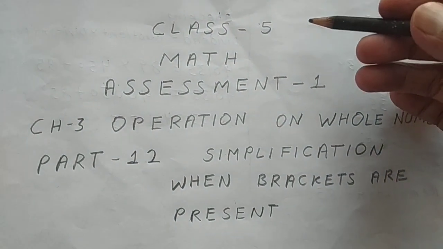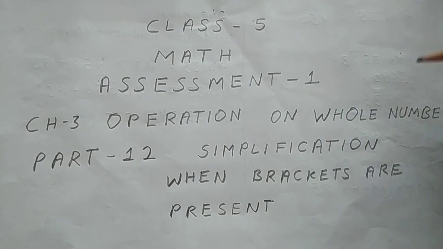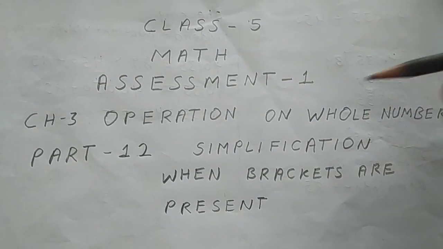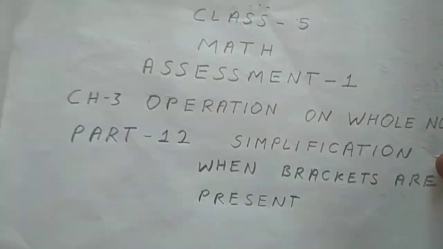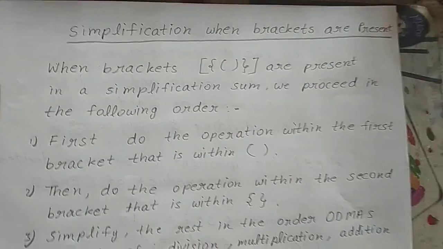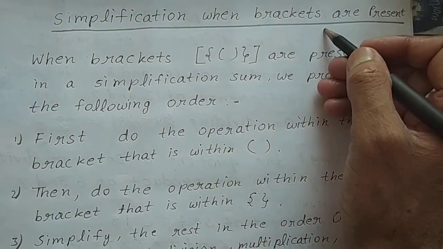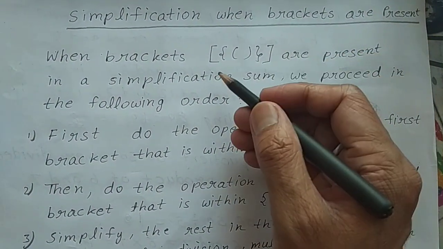Today I am going to start class 5 math assessment 1 chapter 3, operation on whole numbers, part 12: simplification when brackets are present. Let's start. Simplification when brackets are present.